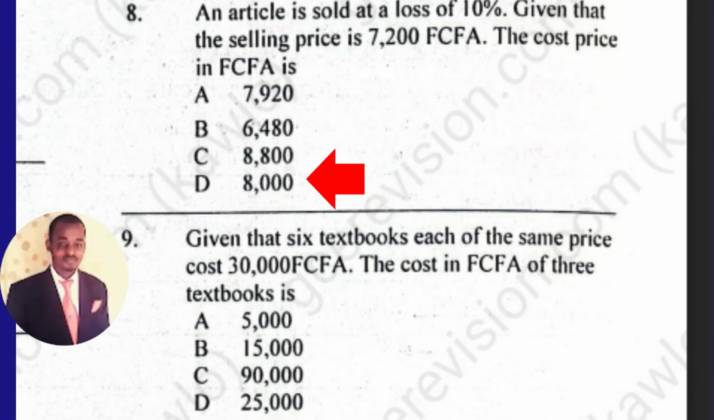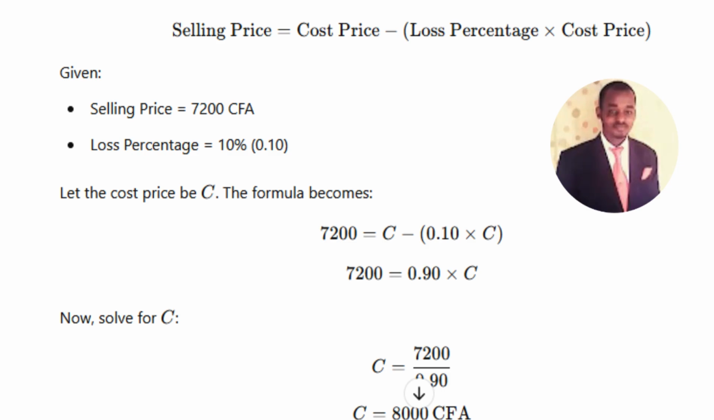Everything is here. An article is sold at a loss of 10%. Given that the selling price is 7,200 francs, the cost price in CFA, the correct answer is 8,000. So how do we come about that 8,000? Here is the formula: selling price equals cost price minus loss percentage times cost price. Given selling price equals 7,200 francs, the loss percentage is 10%, so we calculate 10% as 0.10. Let the cost price be C. With this formula, we have the solution. That is how we came out with the 8,000.